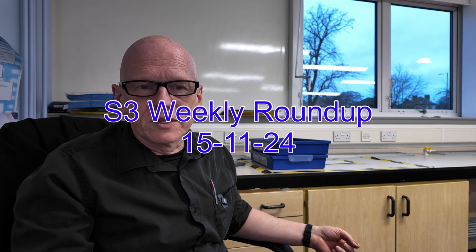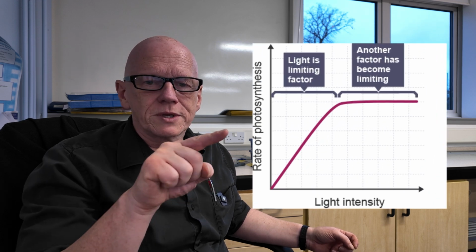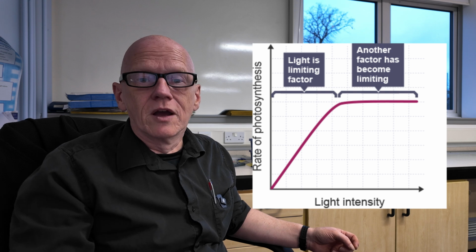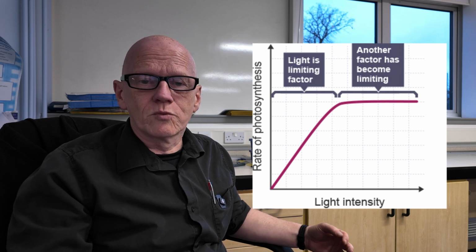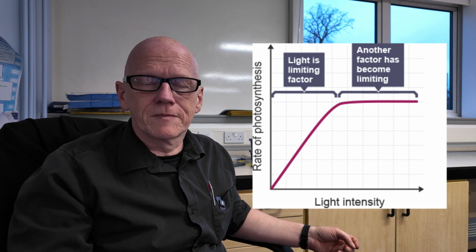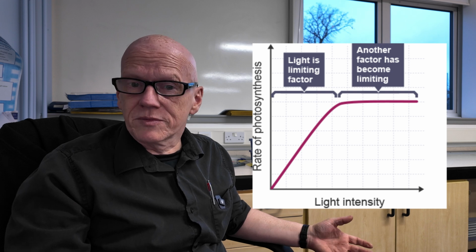Weekly roundup. This week we learned a bit about limiting factors, and that's the thing which is in short supply and controls how fast the reaction goes. We were looking at photosynthesis. We also looked at some graphs, and what we found was that the graph has a sloping section and a flat section. On the sloping section, whatever's at the bottom of the graph is a limiting factor, and on the flat section, it's something else.